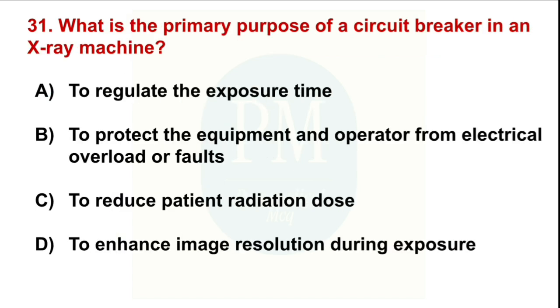What is the primary purpose of a circuit breaker in an X-ray machine? Option A, to regulate the exposure time. Option B, to protect the equipment and operator from electrical overload or fault. Option C, to reduce patient radiation dose. Option D, to enhance image resolution during exposure. The correct option is option B, to protect the equipment and operator from electrical overload or faults.